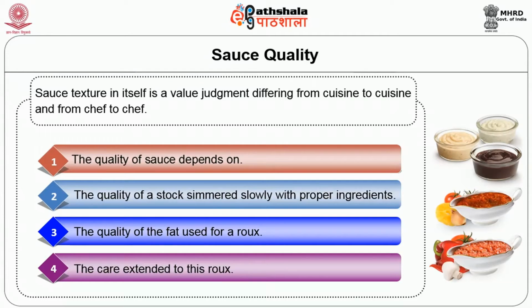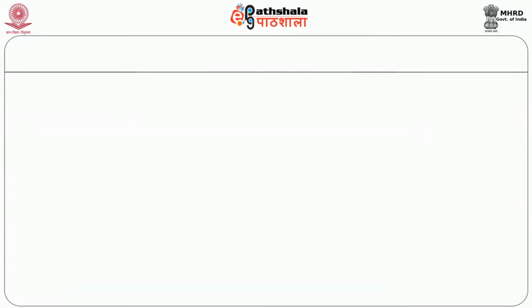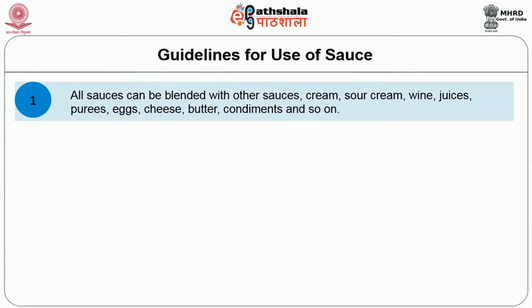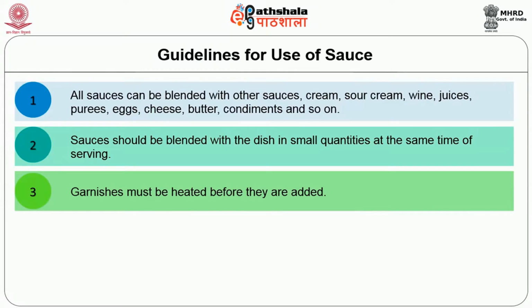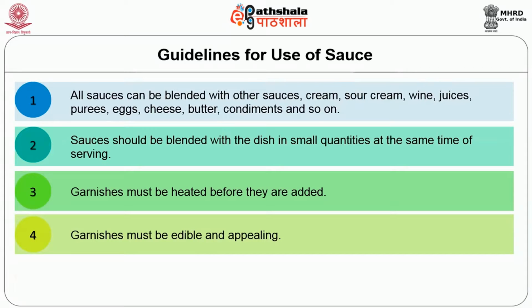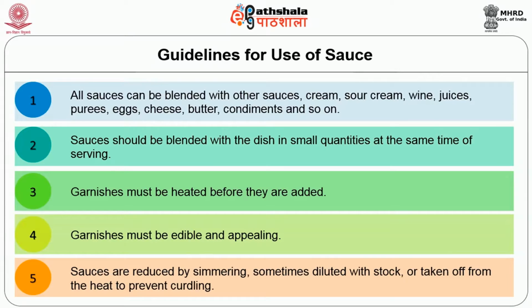Now, let's learn some of the ways to use and preserve the sauce. The guidelines are: all sauces can be blended with other sauces, cream, sour cream, wine, juices, purees, eggs, cheese, butter, condiments and so on. Sauces should be blended with the dish in small quantity at the time of serving. Garnishes must be heated before they are added. Garnishes must be edible and appealing, that is more important. Sauces are reduced, that is concentrated, by simmering. Sometimes they may be diluted with stock, vegetable or non-vegetarian, and can be taken off the heat to prevent curdling. Now let's take a look at the comprehensive steps right from the preparation to the serving of sauce.